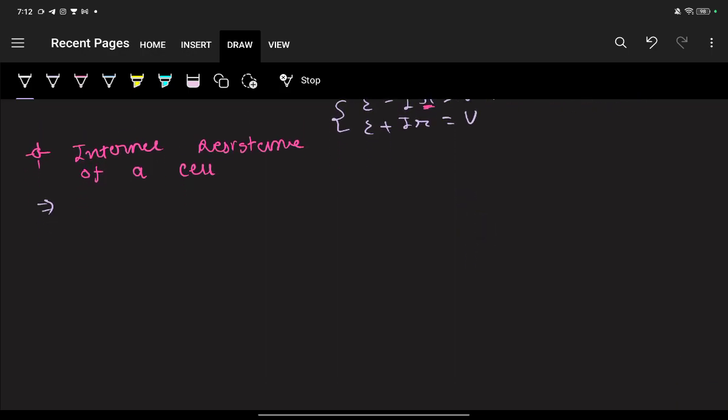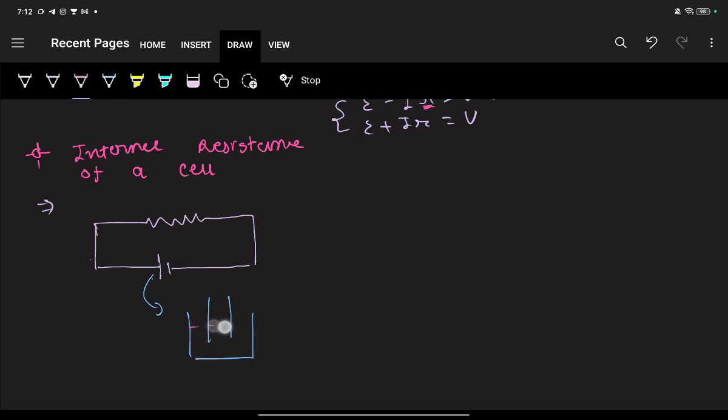So when a cell is in a closed circuit, the current flows inside the cell through its electrolyte. Yes or no? Maybe draw this cell here, and this is the electrolyte. So current flows through this electrolyte. Yes or no? Yes. Due to the flow of ions, both cations and anions.